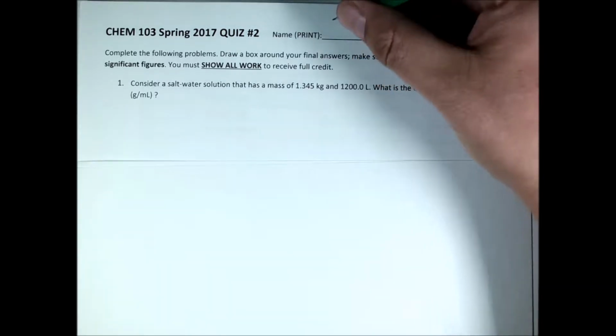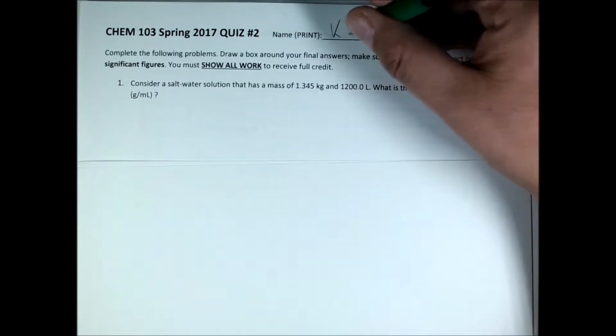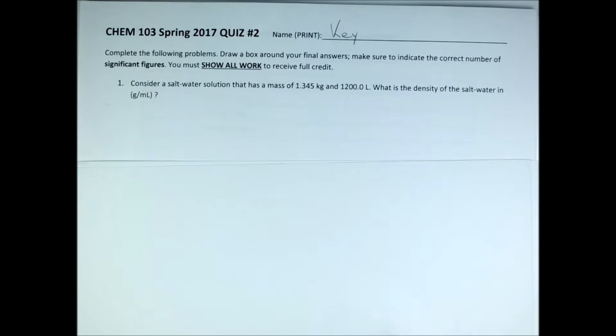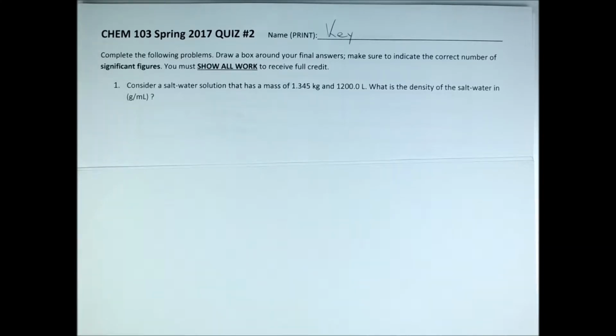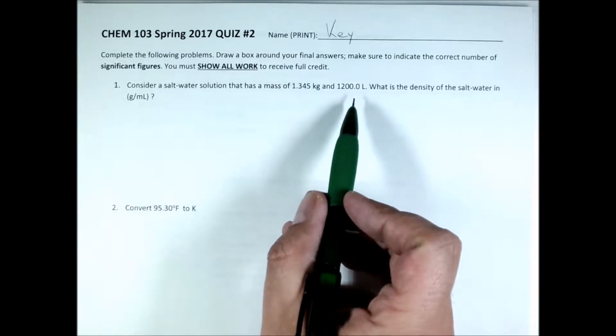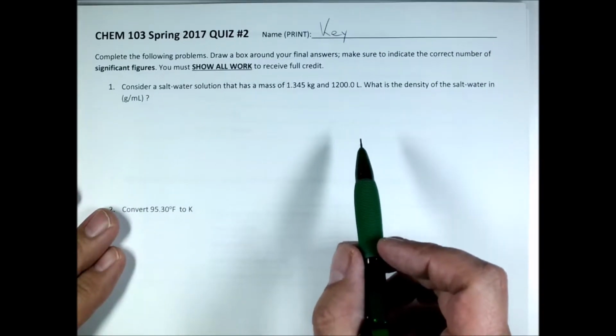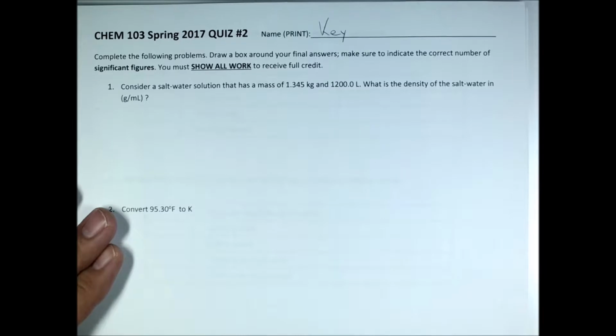All right, let's go ahead and go over quiz 2. Quiz 2 was focusing on unit conversions and chapter 3 content, temperature, heat capacity, that kind of stuff. All right, so here we have a question. Consider a saltwater solution, and we're given the mass and the volume, and then you're being asked what is the density in grams per milliliter.